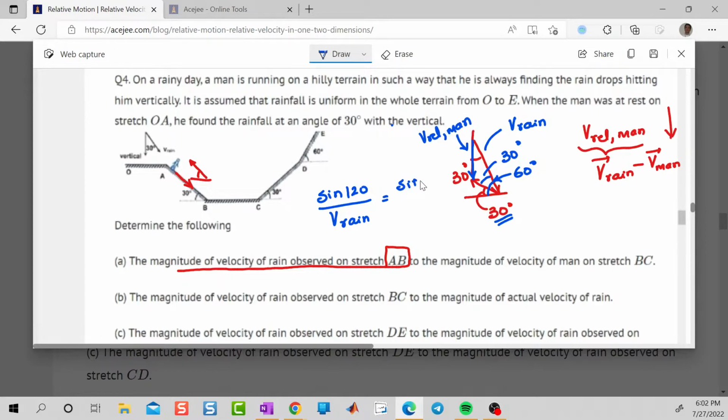Sir, can you explain this one more time? Sure, Beta. You mean the diagram? Yes, sir. Okay.